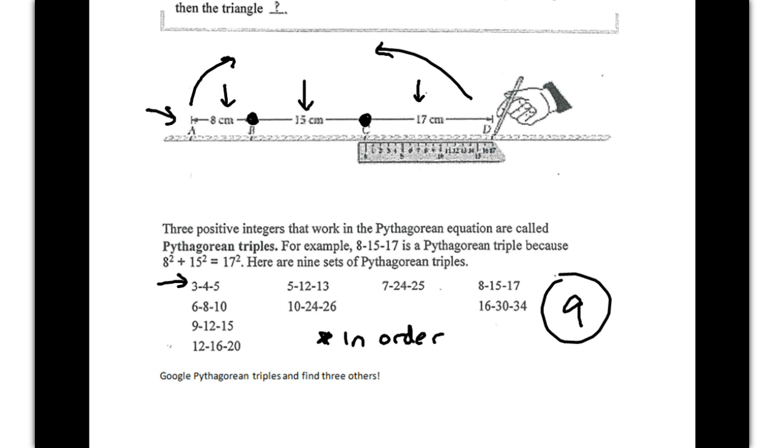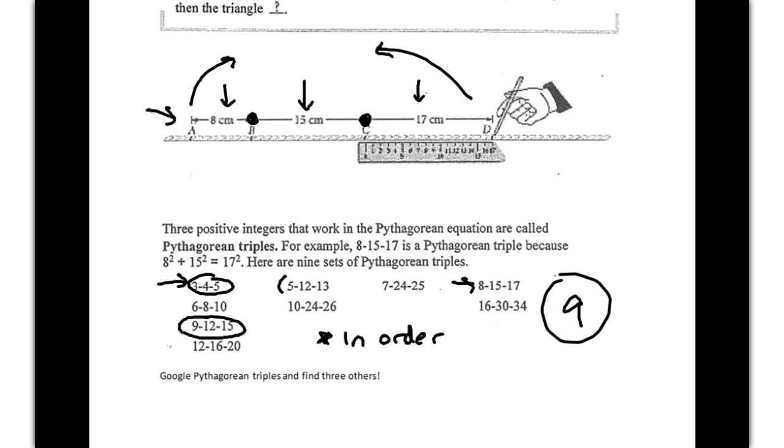3, 4, 5, 8, 15, 17. All these numbers, no two are the same. They're all different amounts, and they get progressively bigger as they go on.